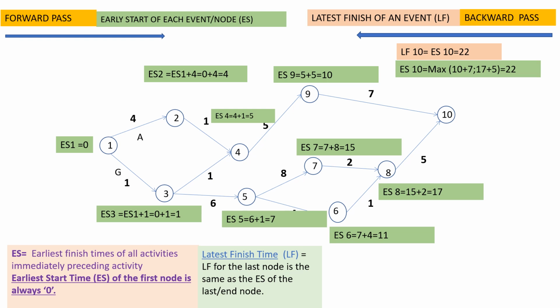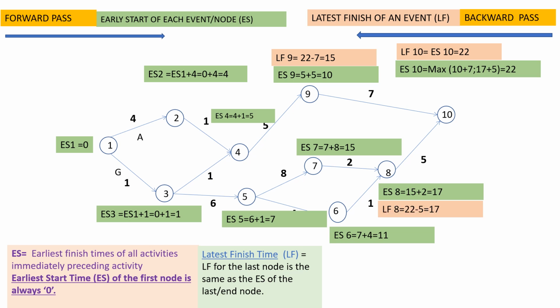Now let us calculate latest finish at node 9. So how do we do that? We take latest finish of the last node, that is the 10th node, and we subtract the duration of the activity from it. So 22 minus 7 equals 15.